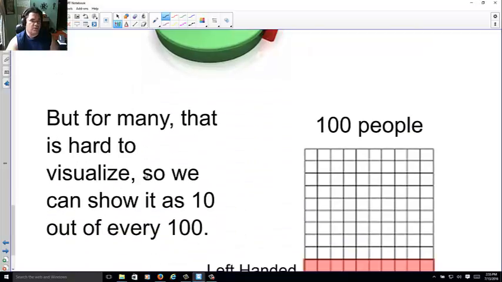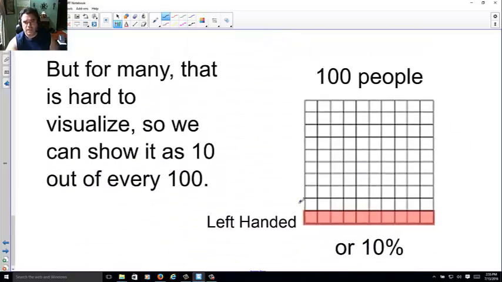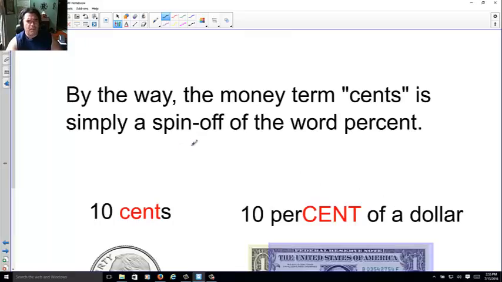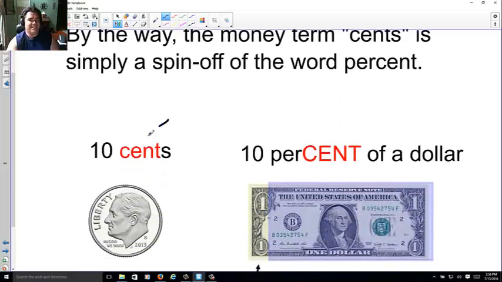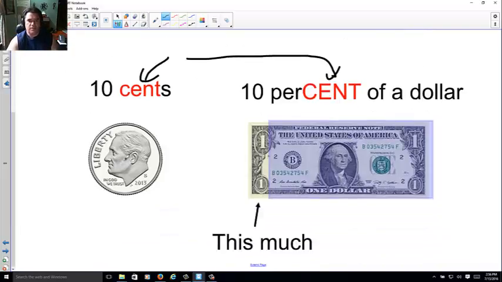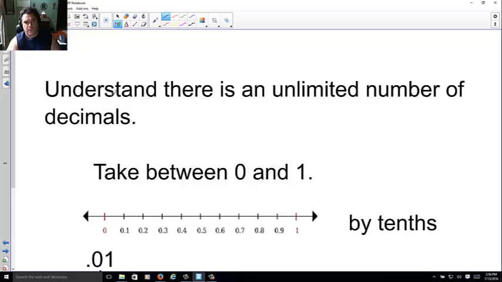But for many that's hard to visualize, so imagine out of 100 people, 10 out of 100 or 10% would be left-handed. By the way, the money term cents is simply a spin-off of the word percent. So if you ever wonder where the word cents comes from, it's coined from the word percent. So 10 cents is 10% of a dollar. Cent and cent, notice how they're the same. So that's where the word cents comes from.